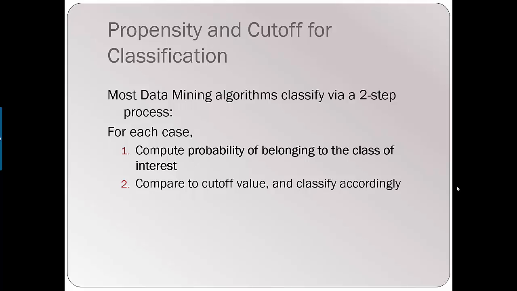But we want to be able to also look at how well the model performs when the default probability is adjusted. Okay, so what if the default is 0.2, 0.3, 0.5, 0.8? How well does the model perform? So there is some value in looking at the classifications that we get when we change the cutoff propensity. So most data mining algorithms have a two-step process: compute probability, propensity, and then compare it against the cutoff value and do the classification itself.